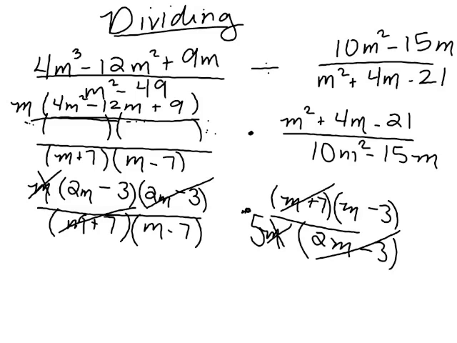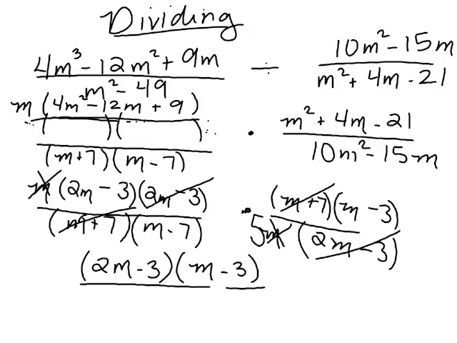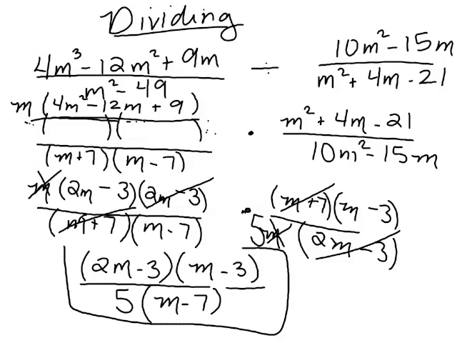Okay, so let's write whatever we have left and see if there's anything else we want to cancel. So I have 2m minus 3 and an m minus 3. Those are left on the top. And then what have I got left on the bottom? I have a 5 left and an m minus 7. Okay, so nothing else looks like it's going to cancel. So there's our final answer.